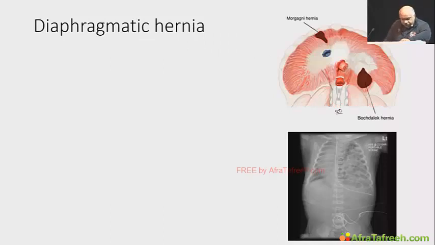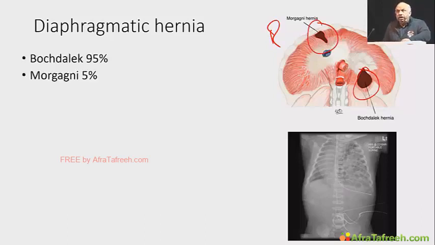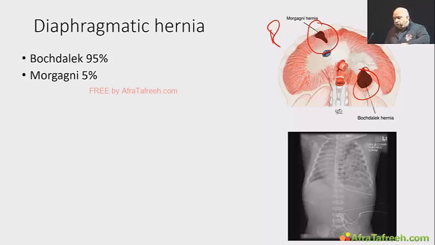Now, a few points about diaphragmatic hernia. You see, diaphragmatic hernia, it's viewed from the foot end. So this is left, this is right. Diaphragmatic hernia has 2 types, Bochdalek and Morgagni. It is due to persistence of the pleuroperitoneal canal. The pleuroperitoneal canal fails to disappear. So due to persistence of the pleuroperitoneal canal, it is found. And the most common is Bochdalek.